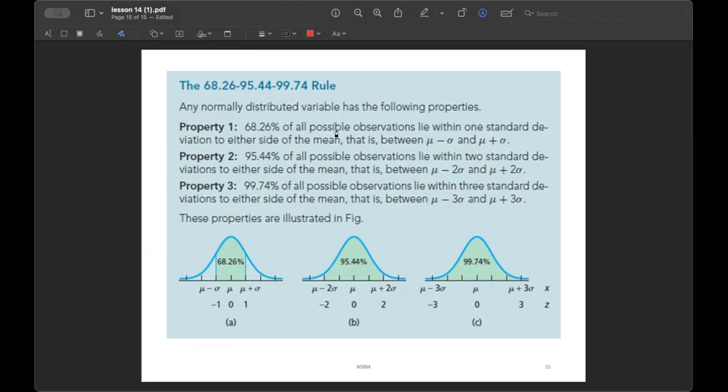Any normally distributed variable has the following properties. All possible observations lie within the standard deviation. You can take one standard deviation, 68.26. 95.44% of values will lie between two standard deviations, mu plus and minus two sigma. 99.74 will lie between mu minus 3 sigma and mu plus 3 sigma. That's what they are saying. Okay, that's the whole part.